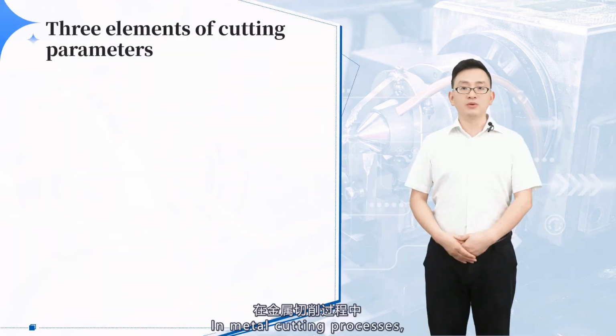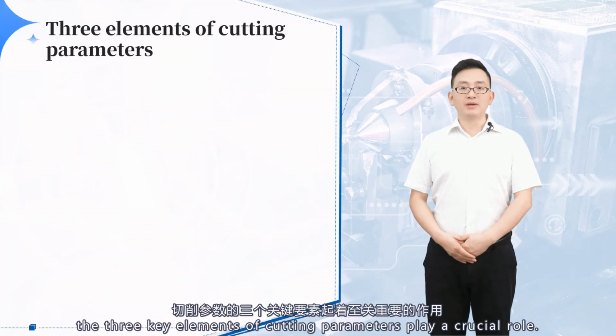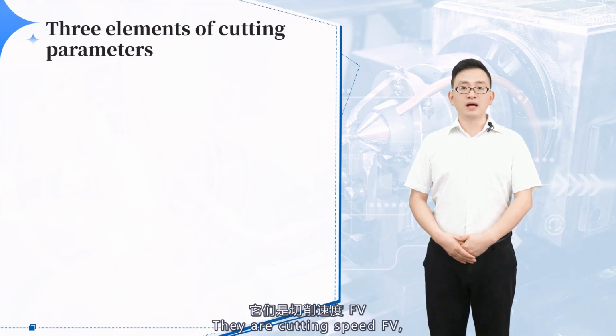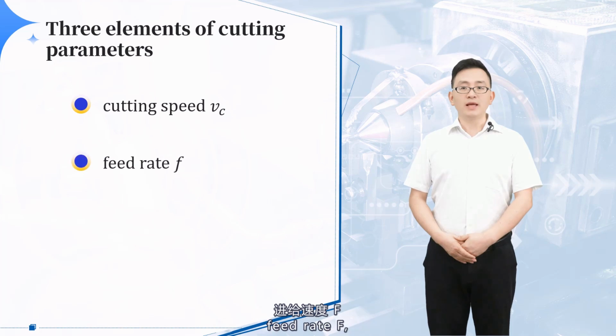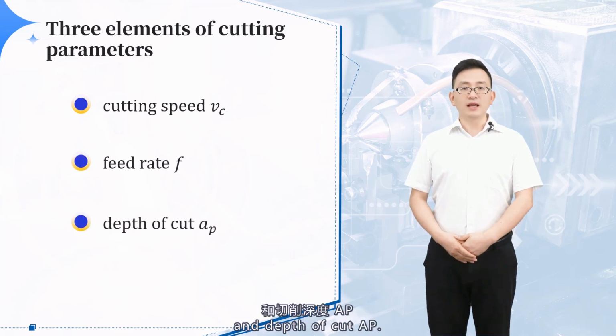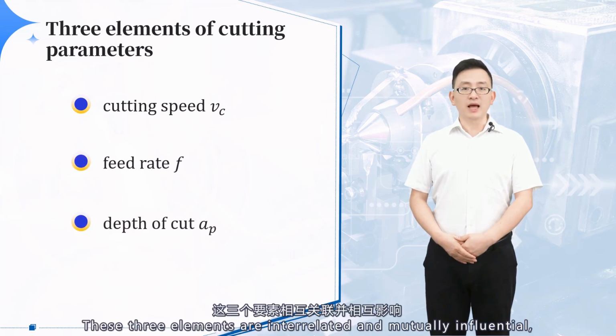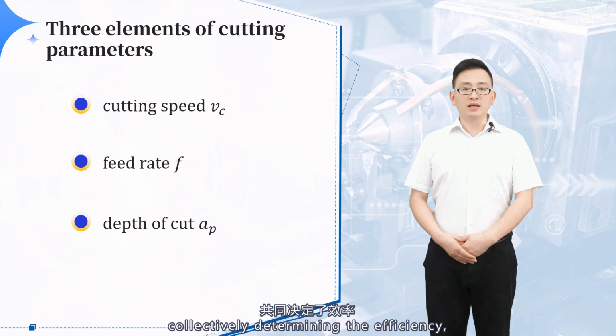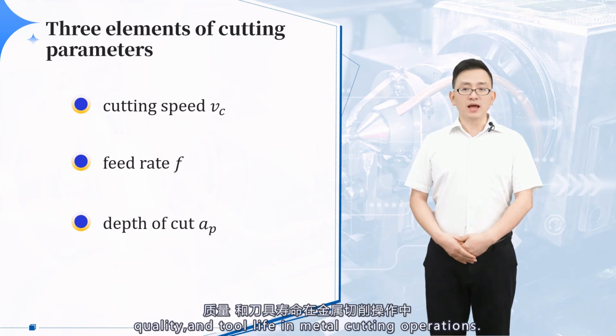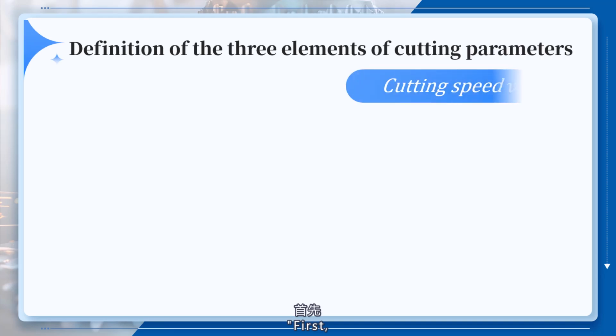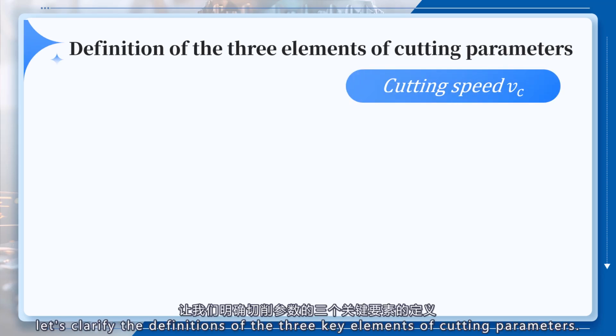In metal cutting processes, the three key elements of cutting parameters play a crucial role. They are cutting speed Vc, feed rate F, and depth of cut AP. These three elements are interrelated and mutually influential, collectively determining the efficiency, quality, and tool life in metal cutting operations. First, let's clarify the definitions of the three key elements of cutting parameters.